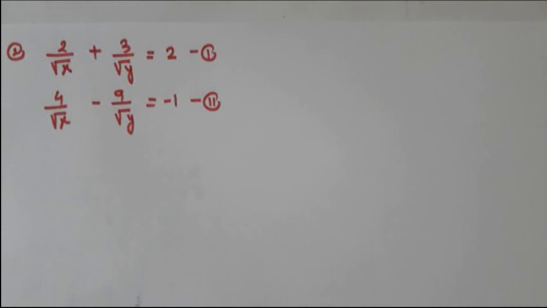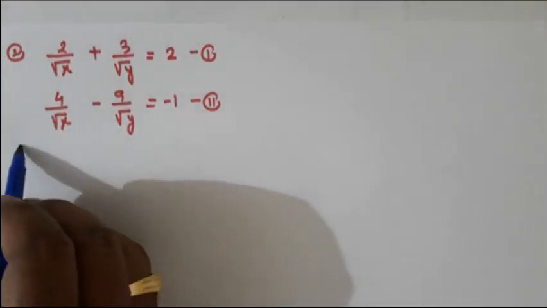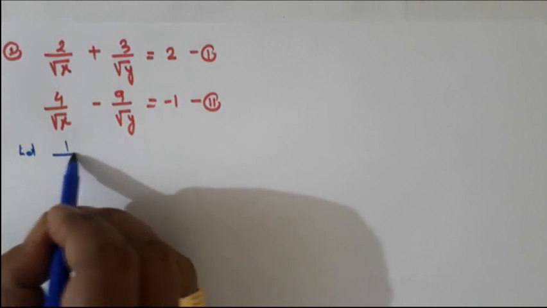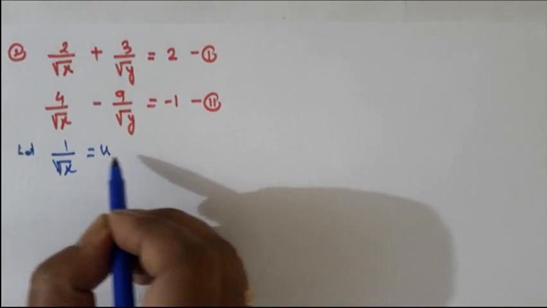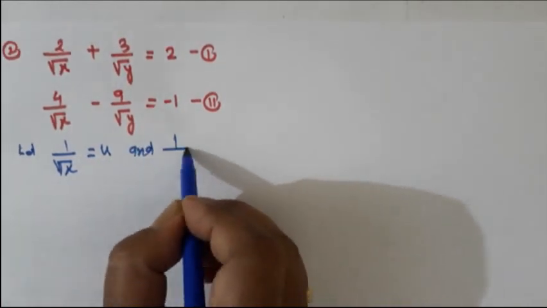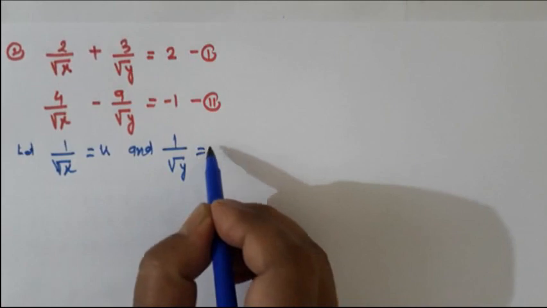So question number 2 is 2 upon root x plus 3 upon root y is equal to 2 and 4 upon root x minus 9 upon root y is equal to minus 1. Actually this is nothing different from question number 1, the same question, only one thing we have to do here, this is under root x in place of x, but the procedure, the steps will be same. So we will write, let 1 upon root x is equal to u and 1 upon root y is equal to v.